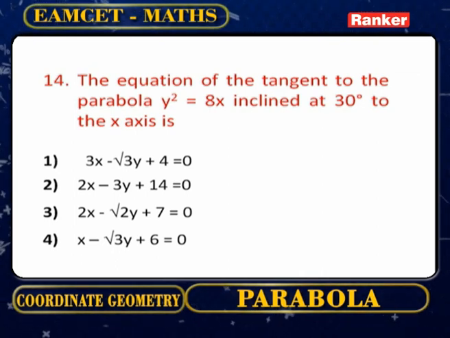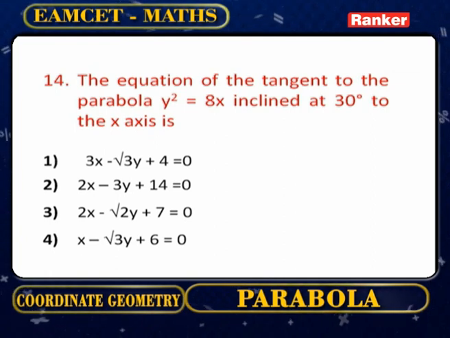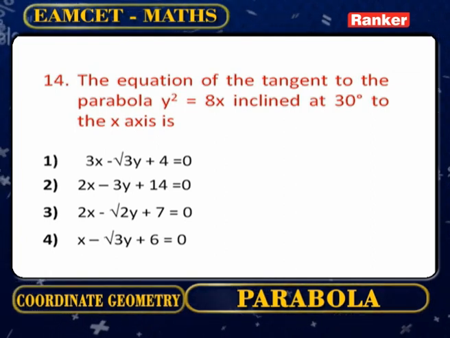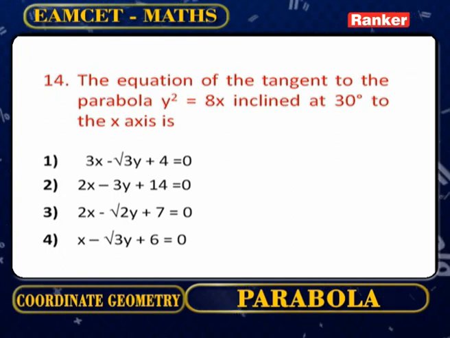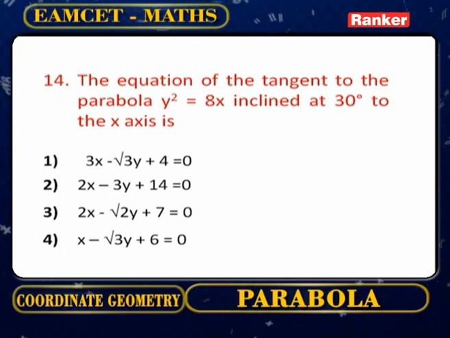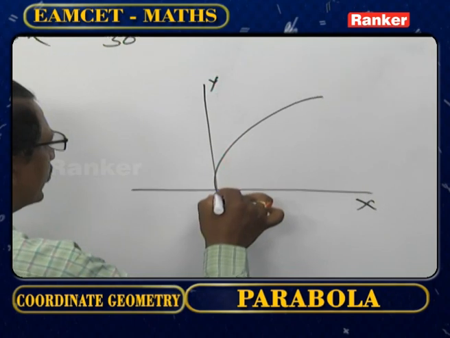The equation of the tangent to the parabola y square equals to 8x inclined at 30 degrees with the x axis. Suppose x axis, y axis, and the given parabola y square equals to 8x.